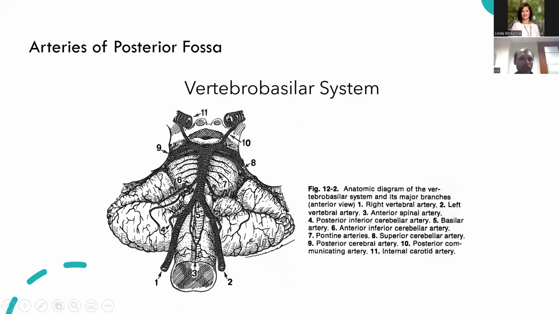Here's an AP view with a similar schematic, where you can see clearly the 2 vertebral arteries coming up, forming the basilar, and at the top of the basilar giving off the posterior cerebral arteries, which then anastomose or connect into the anterior circulation through the posterior communicating artery.